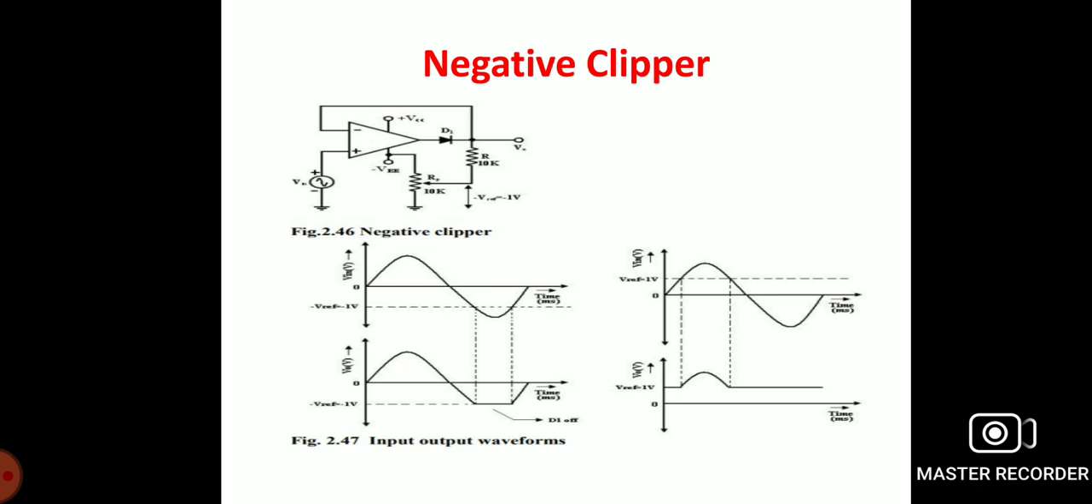So here is the circuit diagram of the negative clipper. The inverting terminal of the operational amplifier is connected to the load resistance and also the reference voltage. The non-inverting terminal is applied to the positive supply voltage. Here we produce the clipped output, that is, a negative clipped output. Now we are moving to the peak detector.